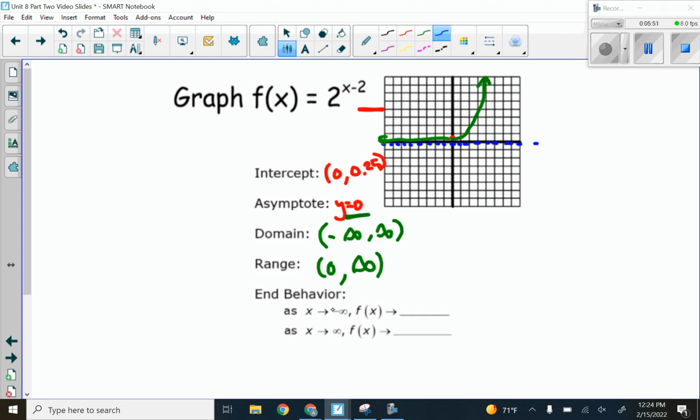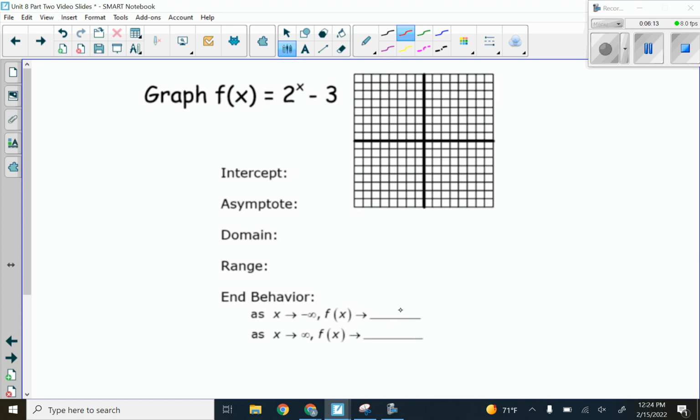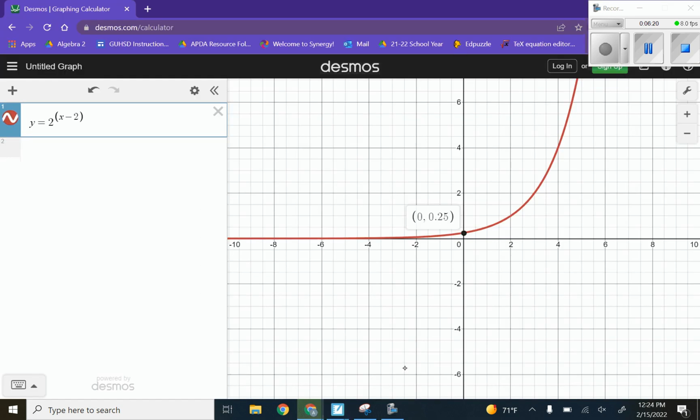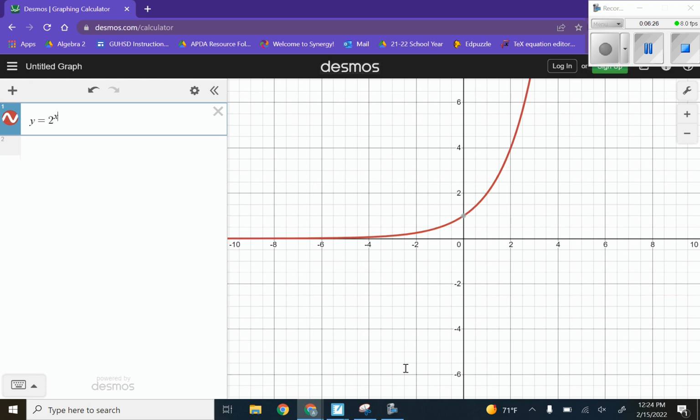So as x approaches negative infinity, f of x or y approaches 0. As x approaches positive infinity, f of x approaches positive infinity. Right, one last one. We have 2 to the x minus 3. So adjust our function a little bit. 2 to the x and then minus 3.